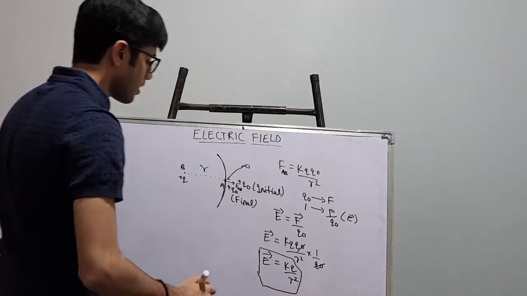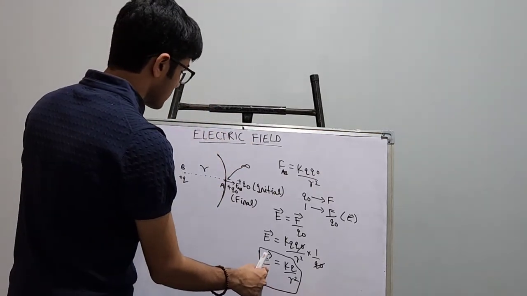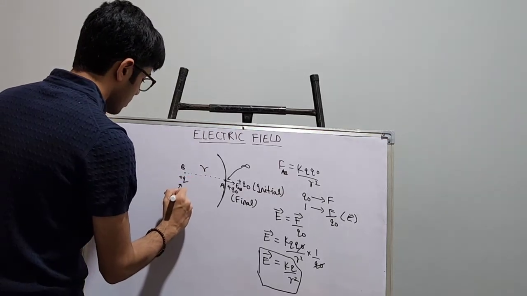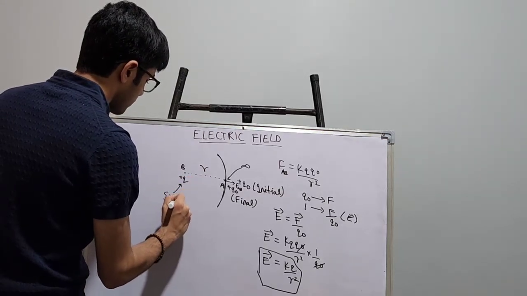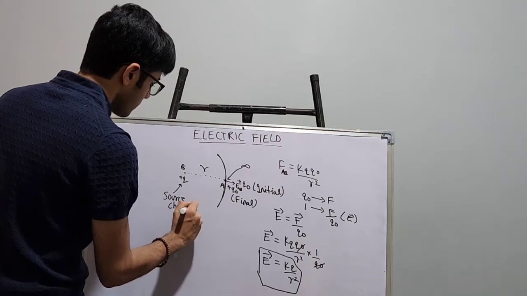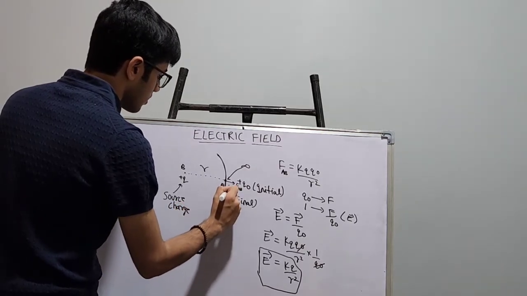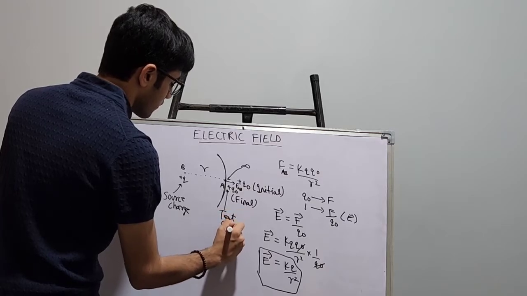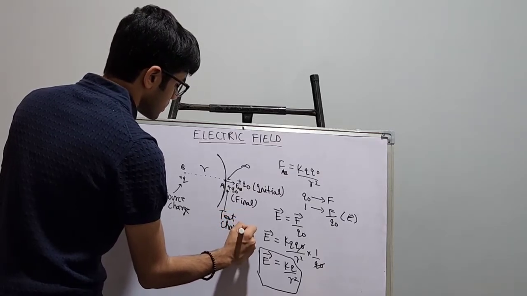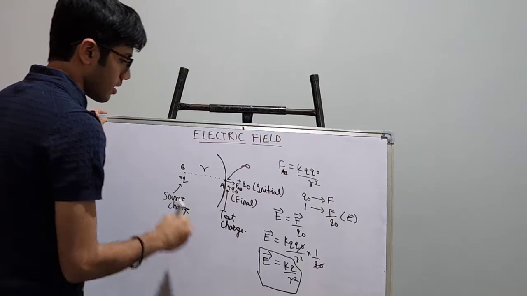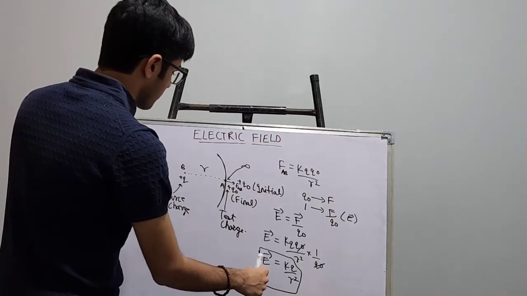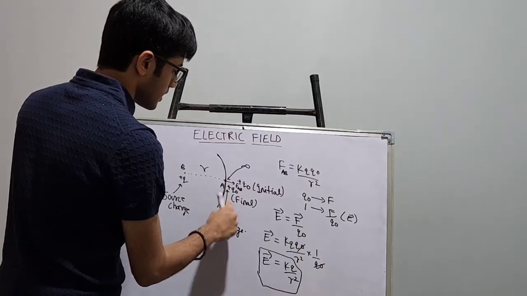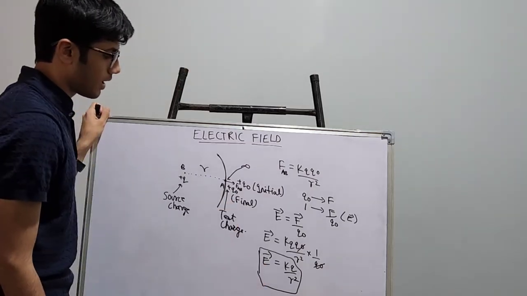As we can see from here, this is our source charge, the charge which is creating the electric field, and this right here is our test charge, which we have brought in from infinity to a distance r from point B. So we can see that electric field only depends upon the source charge and it does not depend upon the test charge. So this is the formula for calculating the electric field.